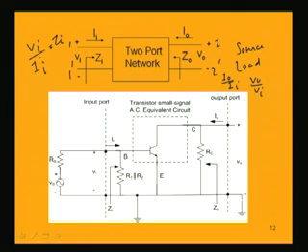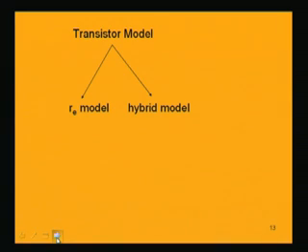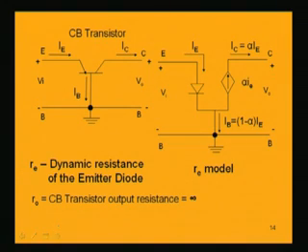Now, we are still left with finding the model for this transistor. In order to find the transistor model, there are basically two approaches. One is the RE model, another is the hybrid model. These two models are used as equivalent models of a transistor. Now, we will be discussing the RE model. RE means the dynamic emitter resistance model, and this model has to be first derived for the different configurations of the transistor, which we will be seeing.